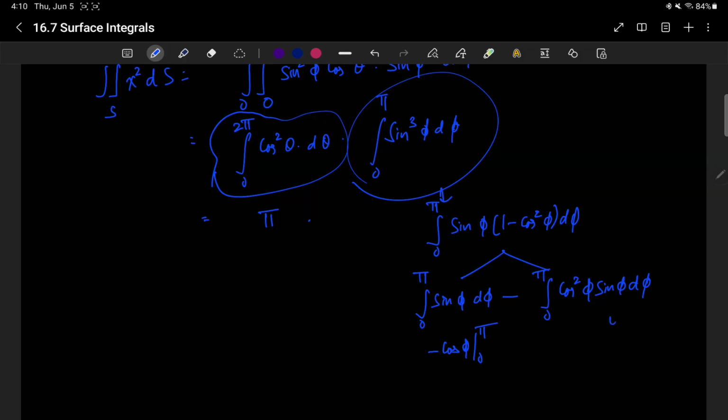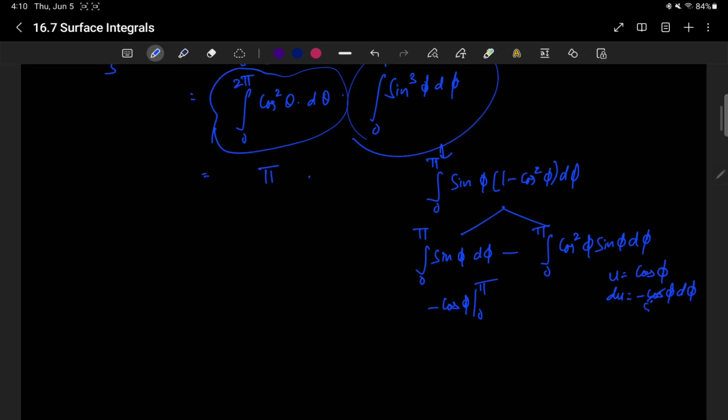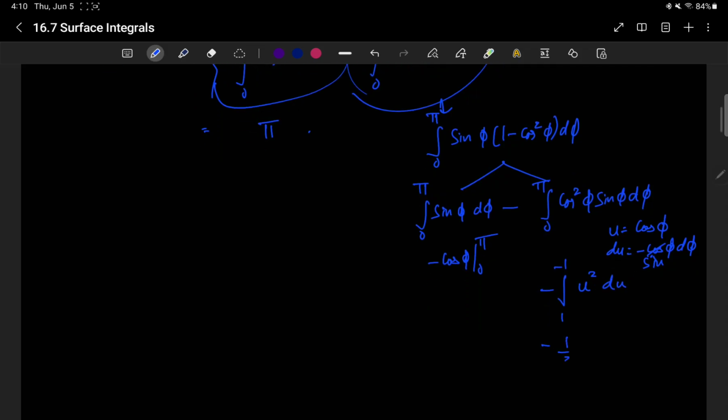Here, this is the cosine to the m and sine to the n case that we've seen a long time ago, and the strategy is to set u equals cosine phi. So you get du is negative sine phi d phi. So this becomes the integral from 1 to negative 1 of u squared, but with a negative du, which becomes negative 1/3 u cubed from 1 to negative 1, which is negative 1/3 times negative 2. And the first part becomes negative cosine pi minus negative cosine 0, which is 2. So we end up with a pi, a 2, and a 2/3, which gives you 4 pi over 3.